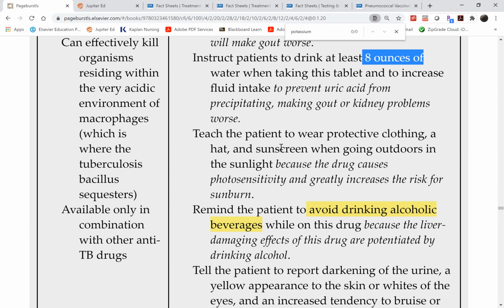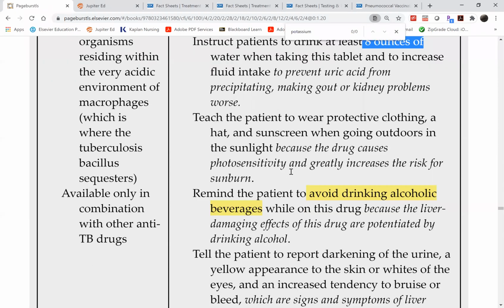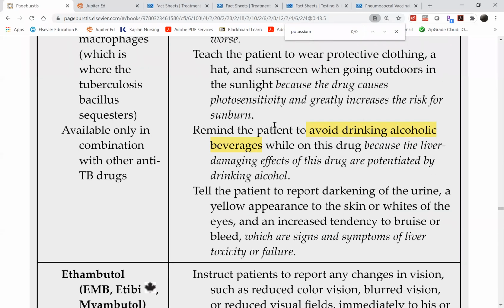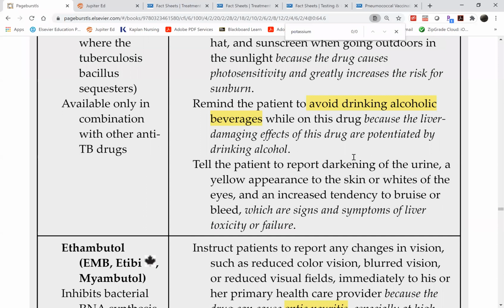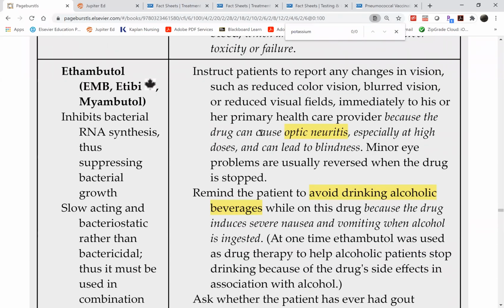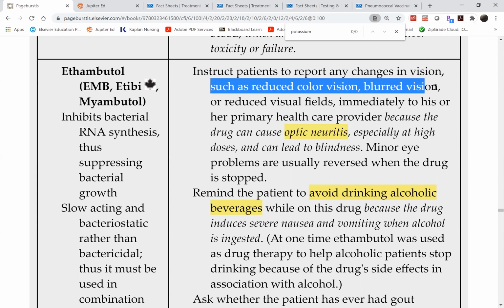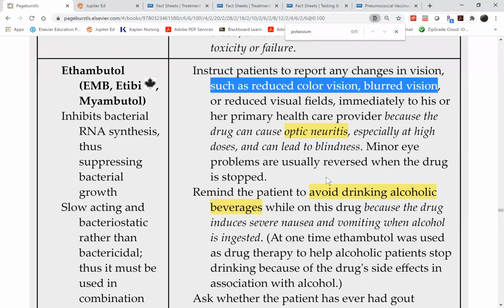So wear sunscreen and a hat. This one for the drug, it's the same thing. It's also hepatotoxic to the liver. For ethambutol, this one causes optic neuritis, so you need a baseline eye exam before starting this drug. Here you have to do baseline eye exams first.